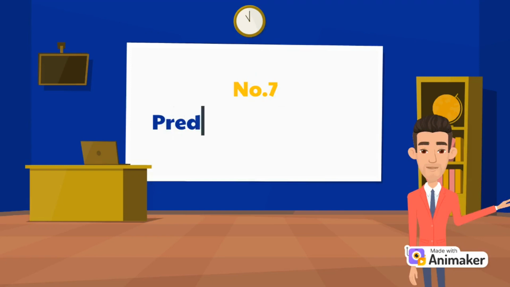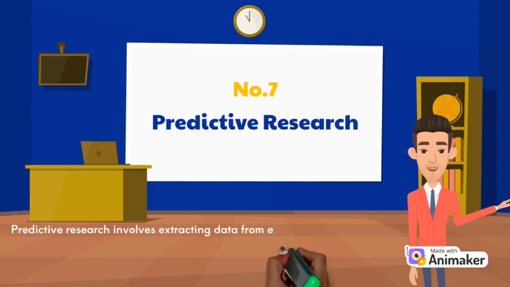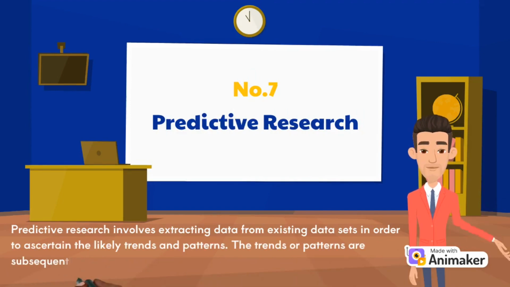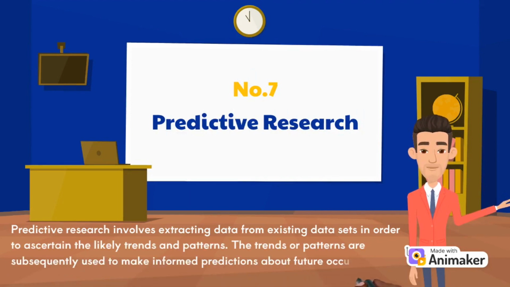Number 7. Predictive research. Predictive research involves extracting data from existing datasets in order to ascertain the likely trends and patterns. The trends or patterns are subsequently used to make informed predictions about future occurrence, hence the name predictive research.